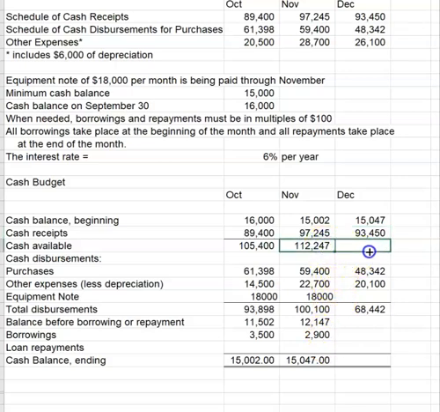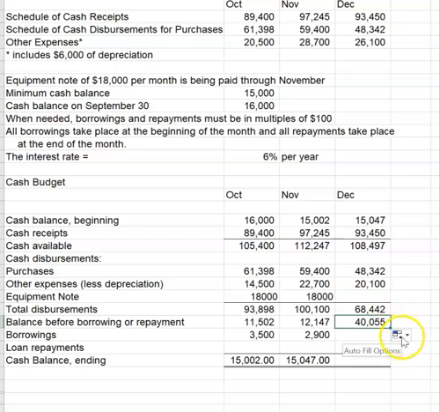Add that to our cash receipts. So we've got $108,497 available. We need to pay our disbursements of $68,442. So when we subtract, we get $40,055. So now we have more than the $15,000 minimum. So now we're going to pay off our loans.